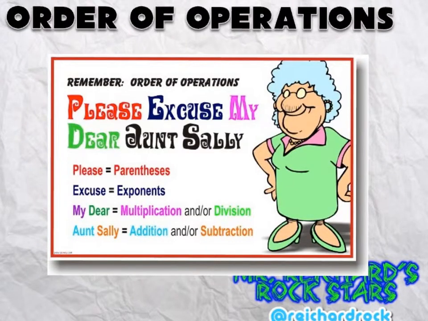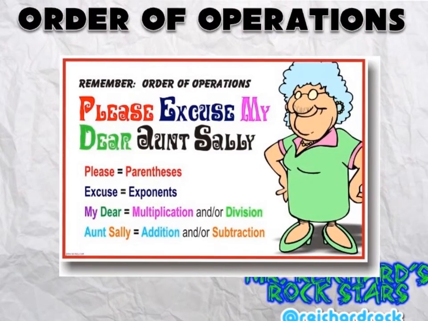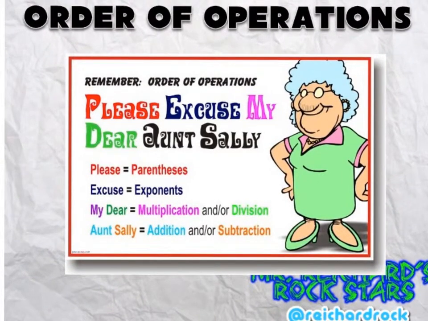Okay, Room 21 Rockstars, so we're beginning our study of order of operations. And as we talked about in class, a couple of things to keep in mind include the fact that we are, please excuse, our dear Aunt Sally, as you can see right here. So we're saying, sorry, Aunt Sally, but we have to say, excuse me.